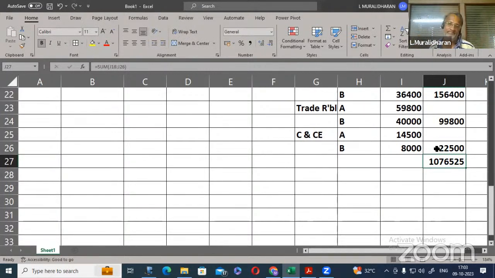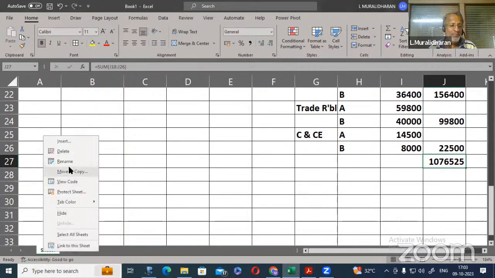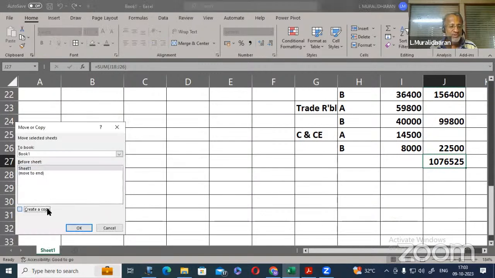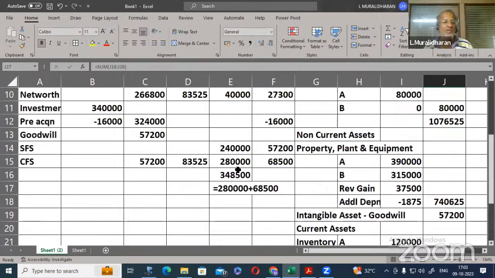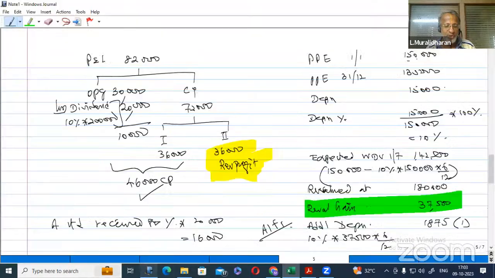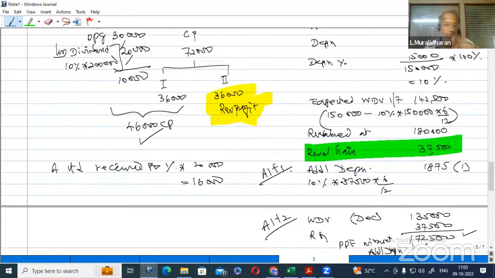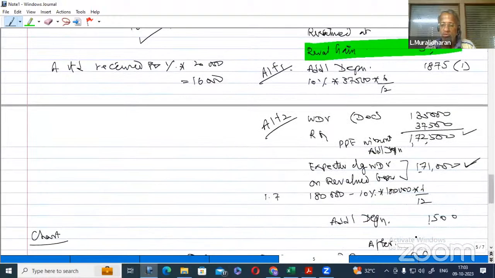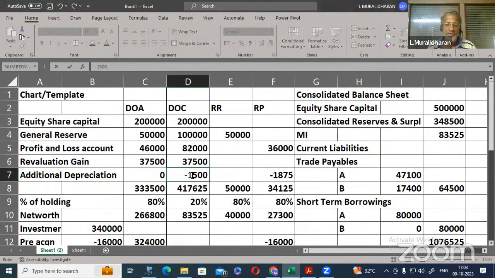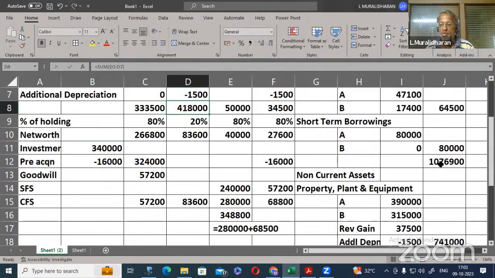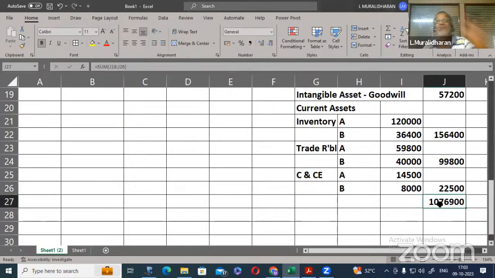It is agreeing. Now, since it is an Excel and I wanted to keep a copy, I create a copy. So what if I follow the institute's way of doing things? Remember, I was doing it this way. Additional depreciation, alternative number 2, 1,500. If it were 1,500 minus 1,500, just see, it is coming to 1076,900. Only one change I made, and everything underwent a big change. Just one entry, and all places change.